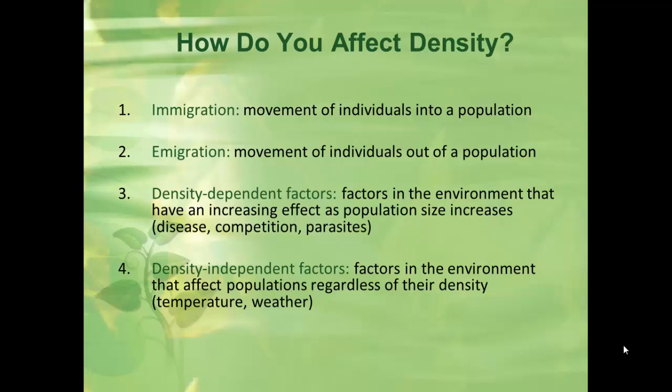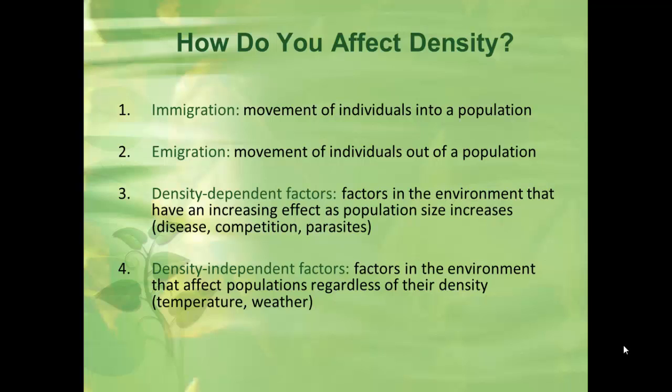The first two are immigration and emigration, which can sometimes be confusing. Immigration is the movement of individuals into a population. I always remember that because immigration starts with I and individuals are moving into the population. Emigration is the movement of individuals out of a population. I always remember that because emigration starts with E and individuals are exiting the population.